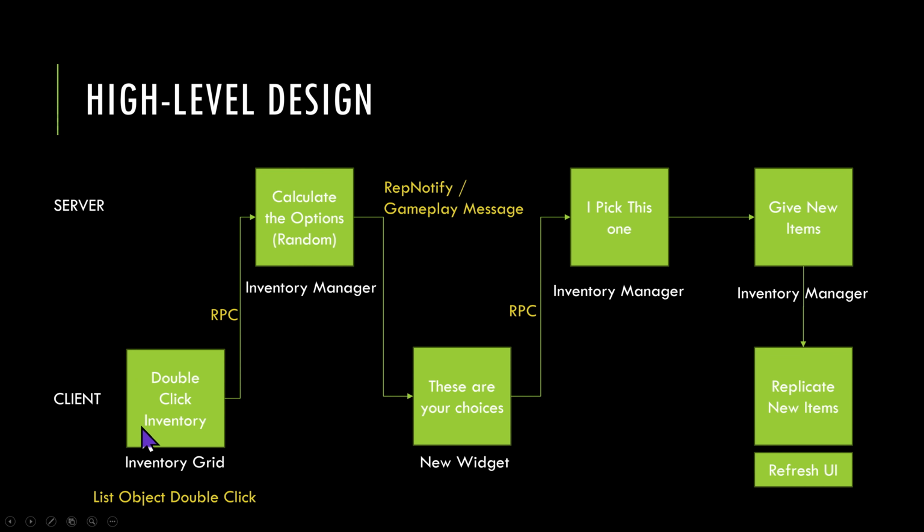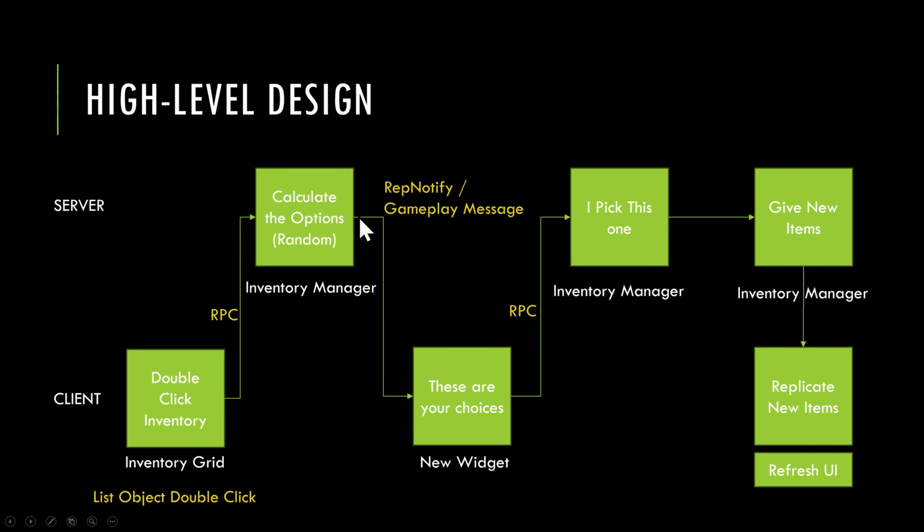When we're looking at the inventory grid, our items are presented in a list object, which has an event, double click. So we will be double clicking the list object in a single select mode, which will kick off the process. At that point, the client will ask the server to run the math on the probabilities of getting things in the loot box, which we perform on the server.